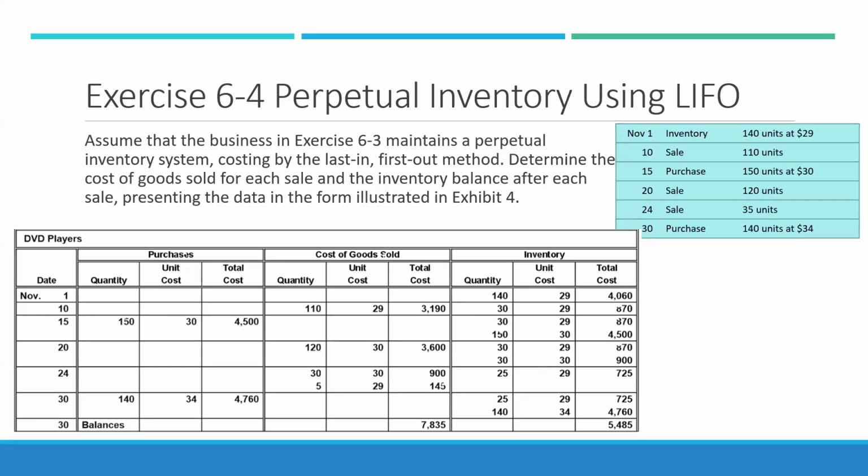So here our ending inventory, we have 30 left. So we use up that 30 of $30 inventory, and then we use up 5 of the original inventory. And then the purchase at the end. So we have 25 of our original inventory and 140 of our ending inventory, ending on the balance sheet.